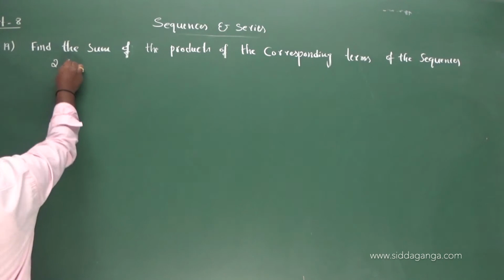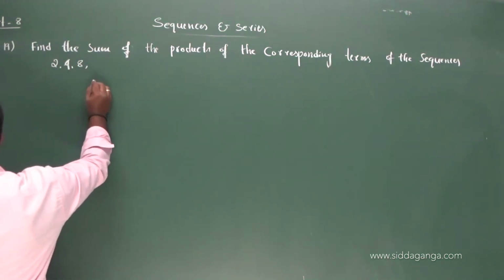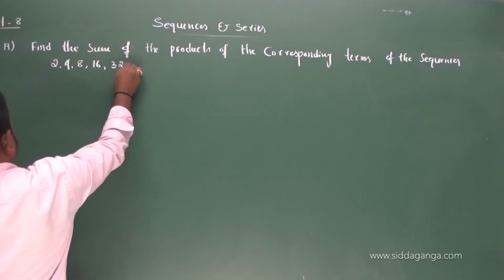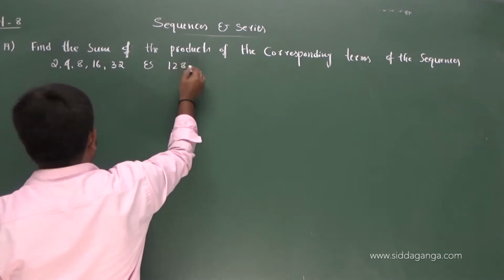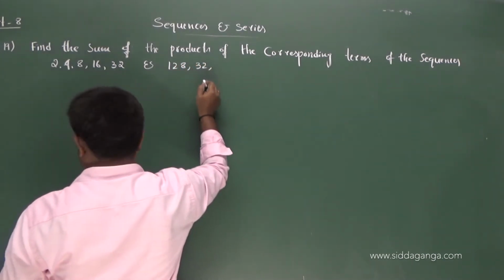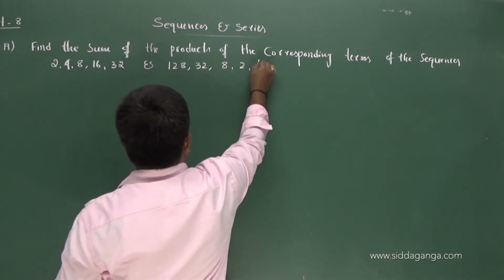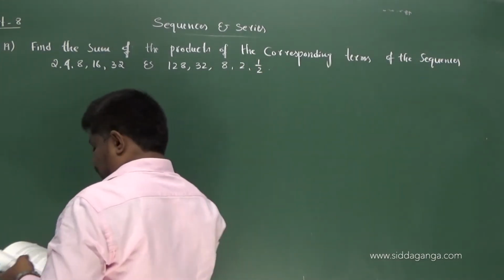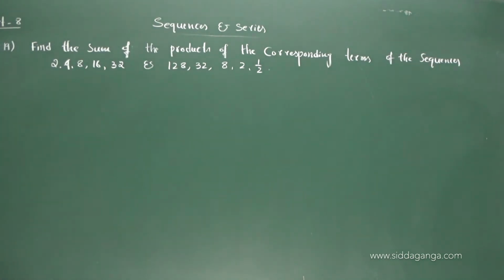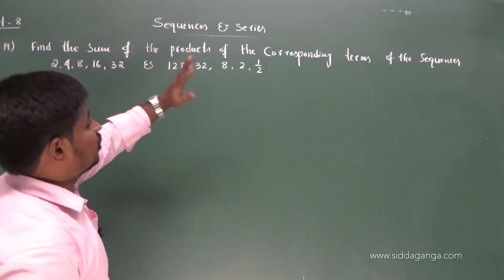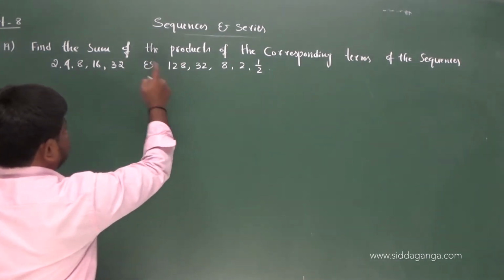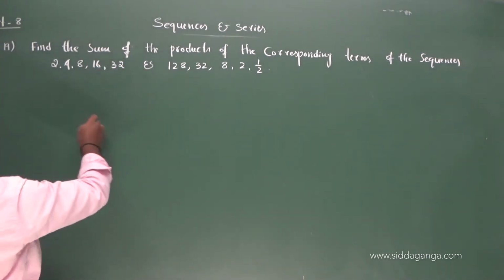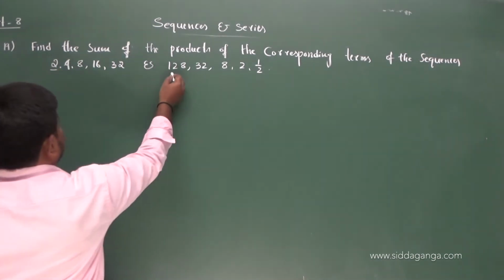2, 4, 8, 16, 32 and 128, 32, 8, 2, 1 by 2. Okay, this is your question. So now the question is, we have to find the sum of the products of the corresponding terms. You mean the sum of products of these two sequences. For 2, the corresponding term in the other sequence is 128.